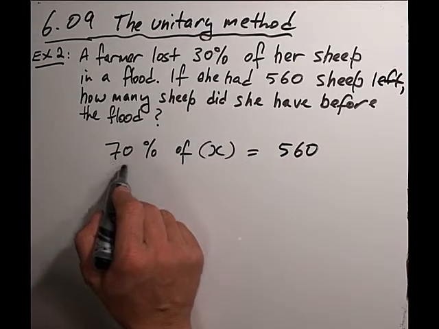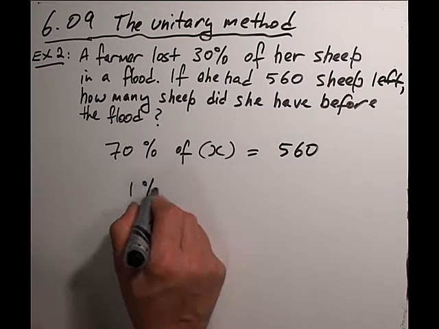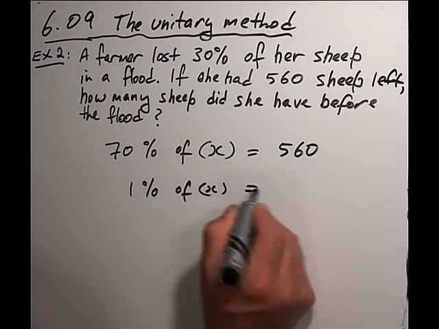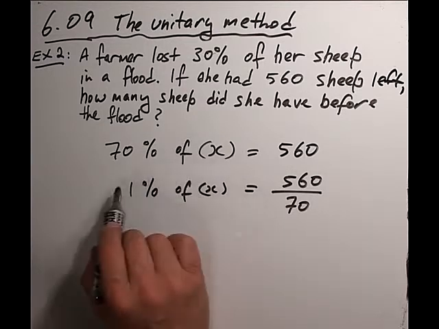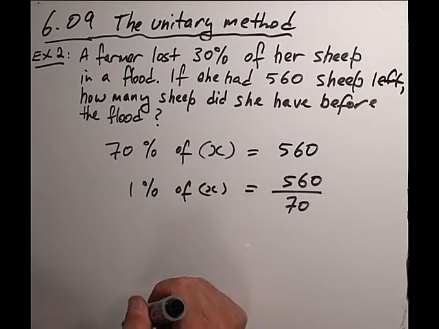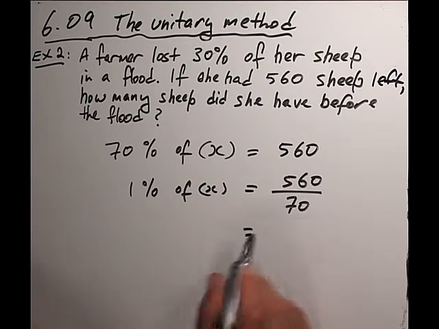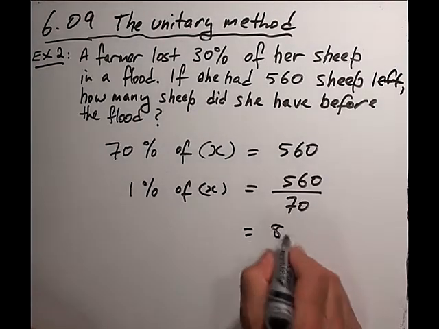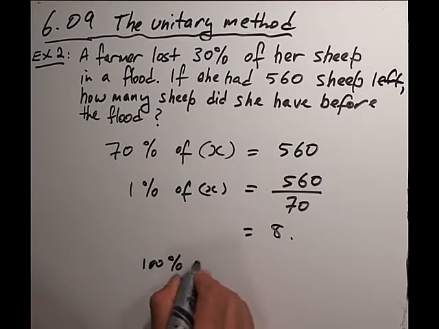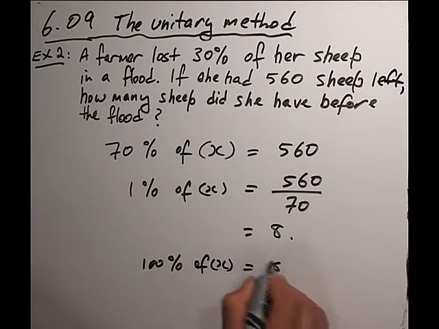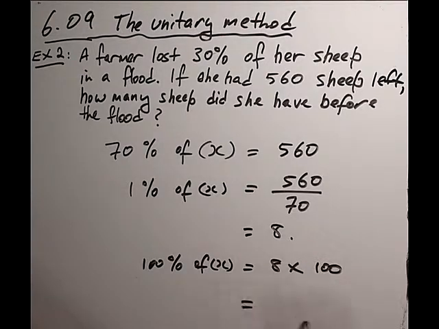The unitary method means I work out what is 1%. So that means 1% of X is going to be 560 divided by 70. If 70% is 560, 1% is going to be 560 divided by 70. And then we work that out, and that works out to be 8. And if 1% is 8, that means 100% of X is going to be 8 times 100, which of course is 800 sheep. So the number of sheep this farmer had before the flood is 800 sheep.